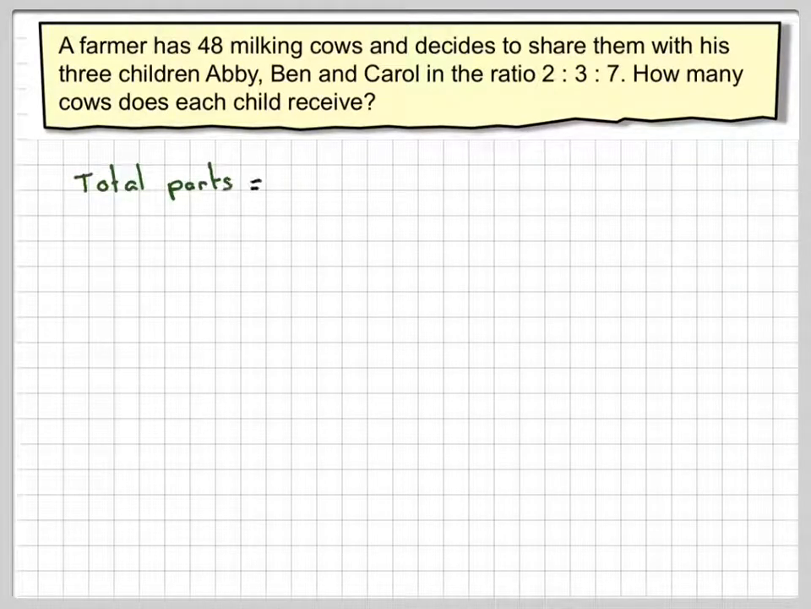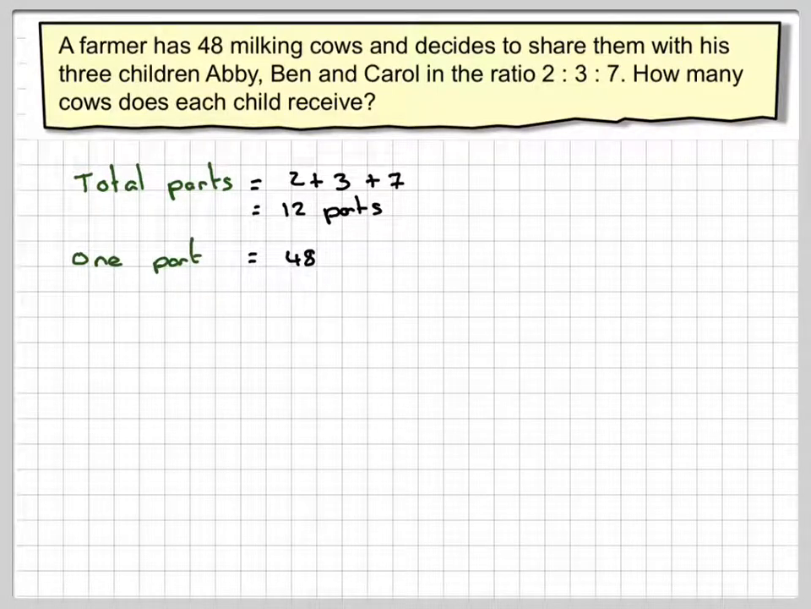So the total parts is equal to 2 plus 3 plus 7, because it's in the ratio of 2 to 3 to 7. That makes 12 parts altogether. Now we have to find out what one part is worth. So one part will be 48, because there's 48 milking cows altogether, divided by 12. 48 divided by 12 means 4 cows. So one part is worth 4 cows.